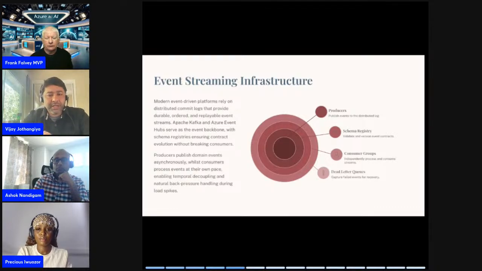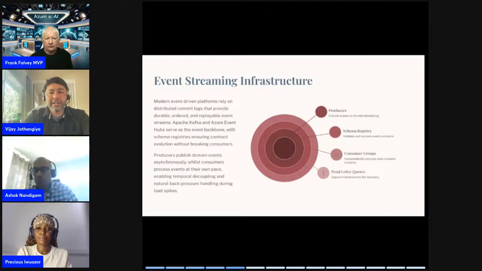Schema registration enforces the contract between producer and consumer. Sometimes I can be a producer, sometimes a consumer, depending on how the domain systems work with each other. Most importantly, replay capability allows point-in-time reconstruction and incident recovery without data corruption. This infrastructure provides both resilience and flexibility at the same time.